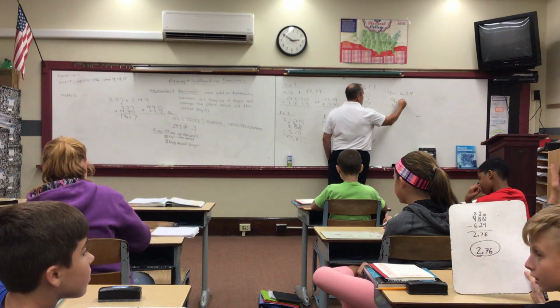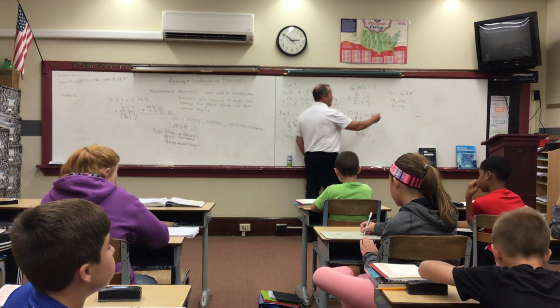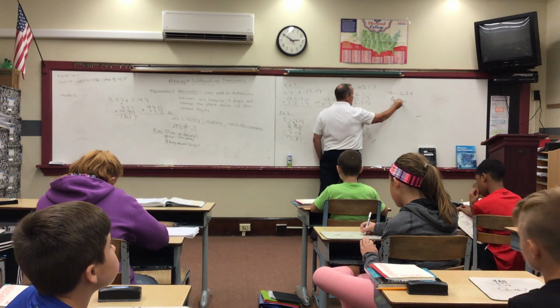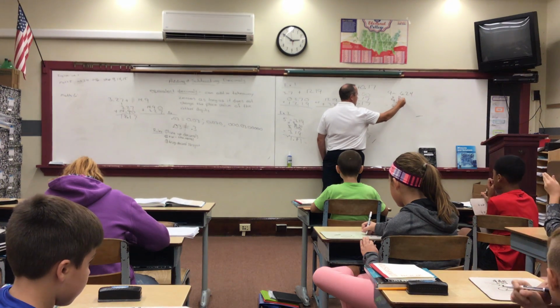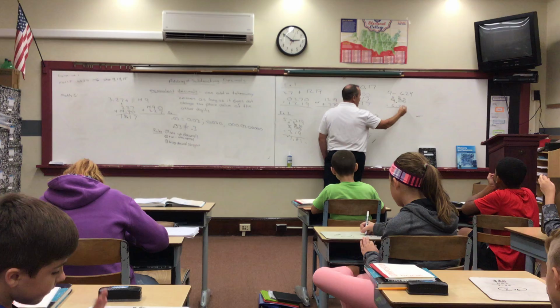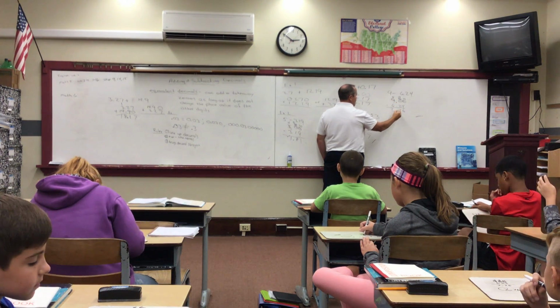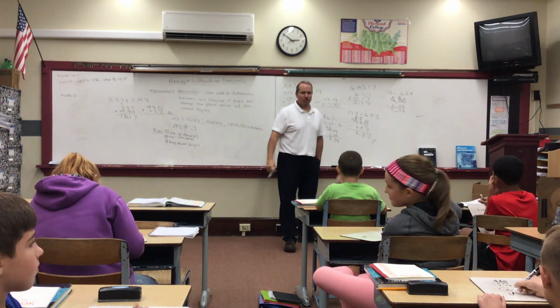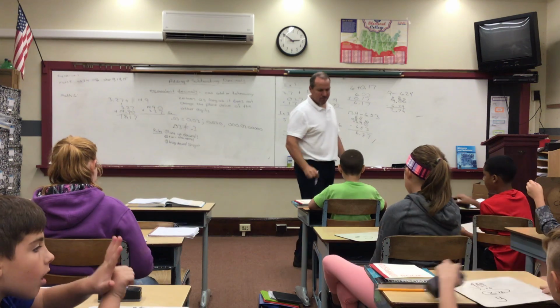0 minus 4 I can't do. I can't borrow from the 0, so I borrow from the 9. That 9 becomes an 8. That makes that 0, 10. Now we can borrow from the 10, makes it a 9, makes that 0, 10. And now 10 minus 4 is 6, 9 minus 2 is 7, 8 minus 6 is 2. Bring the decimal straight down, and you get 2 and 7600. Okay? Any questions?